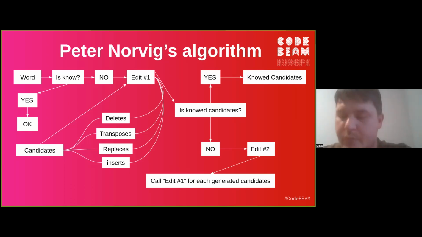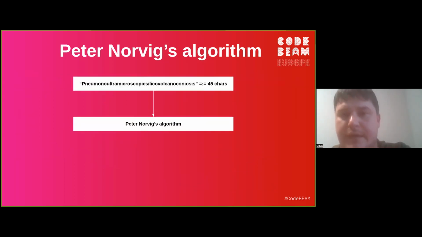If not, we apply edit number 2, where for each already generated candidate we reapply the same logic. As you understand, pretty a lot of possible candidates will be created. But what is the issue here? We don't have any big issues with small words, but if we take a look, for example, at big words, like the longest word I found in English, which is related to the medical area and is 45 chars long.